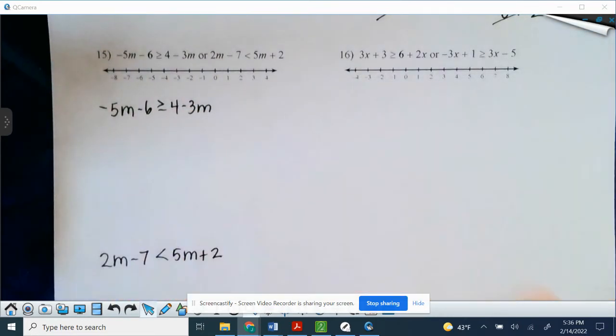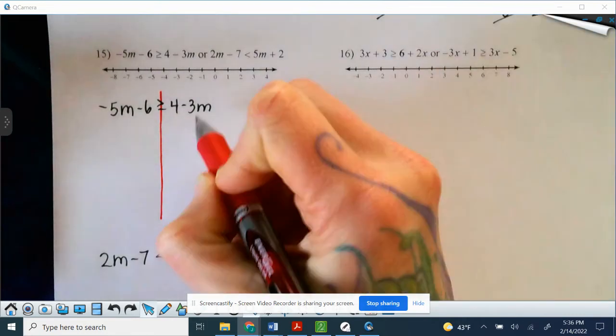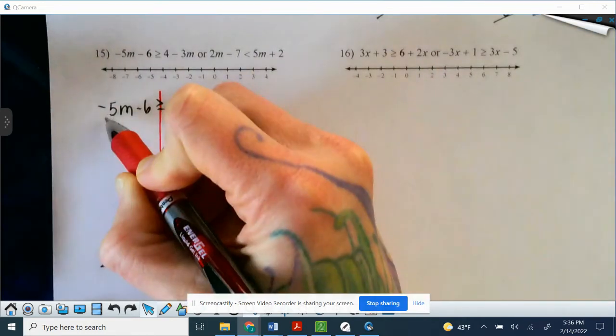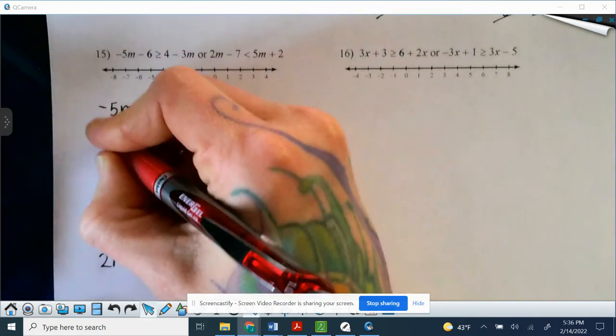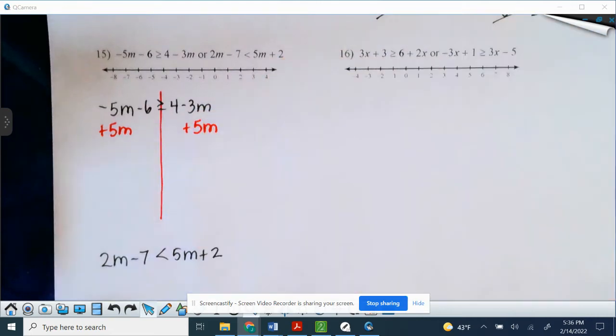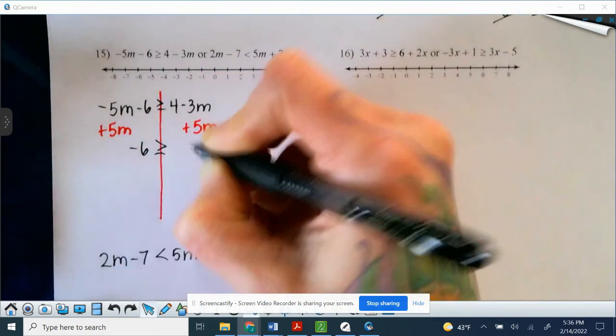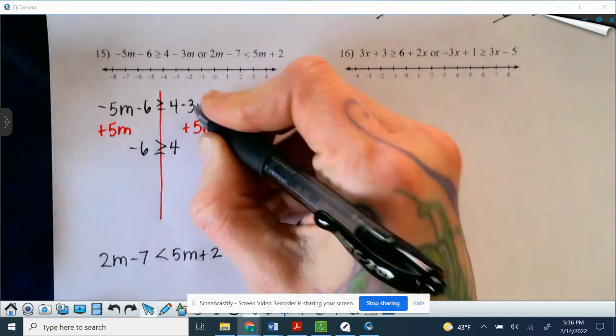So we're going to solve our first one first. We have variables on both sides. So the idea is to get the variable to whichever side you want, but I always go towards positive. Negative 3m is bigger than negative 5. So I'm going to add 5, because that will give me that positive variable. So negative 6 is greater than or equal to 4. Negative 3 plus 5 is going to be 2m.